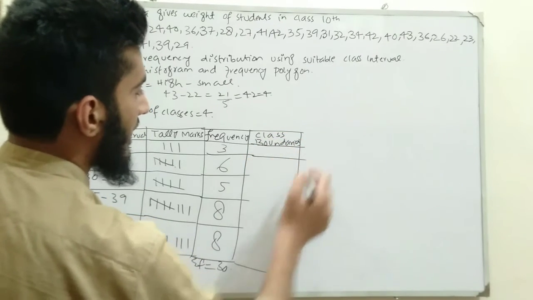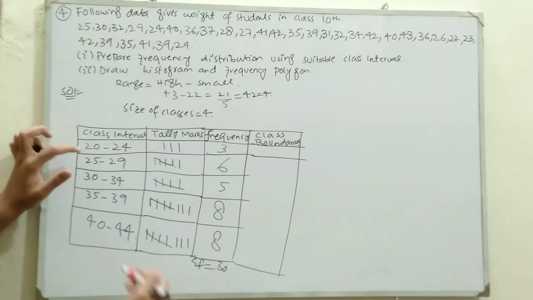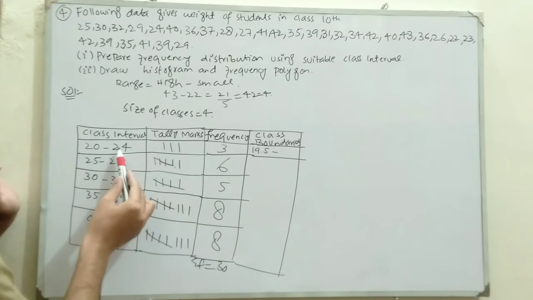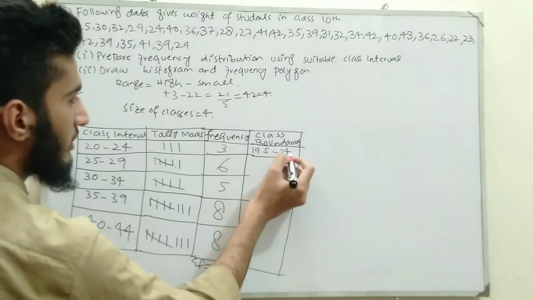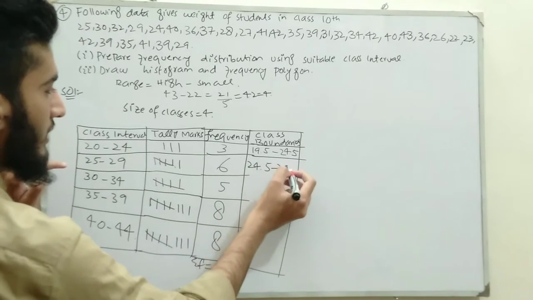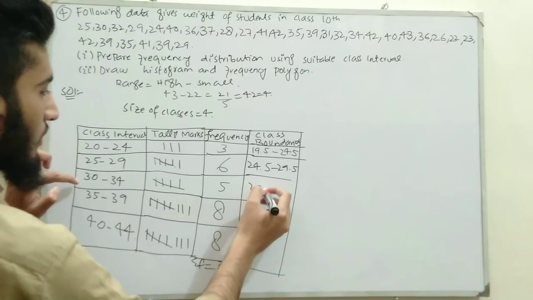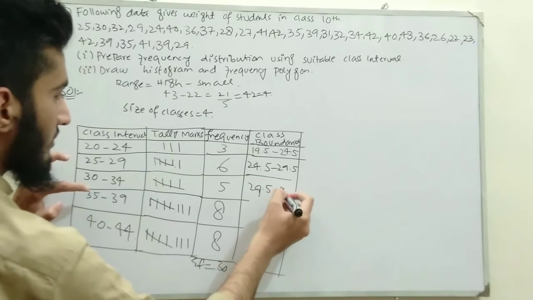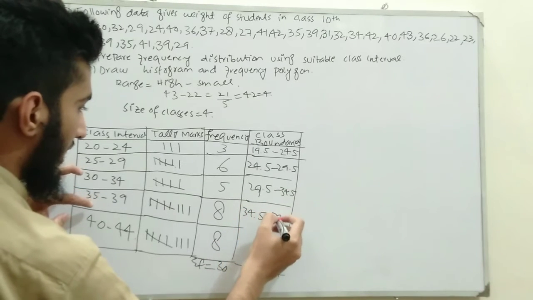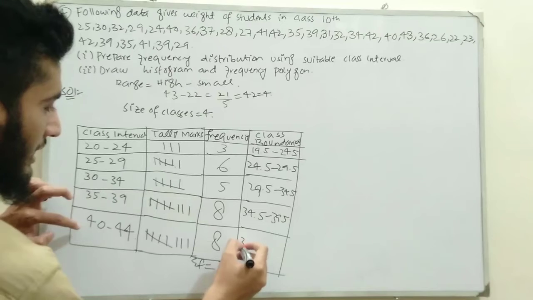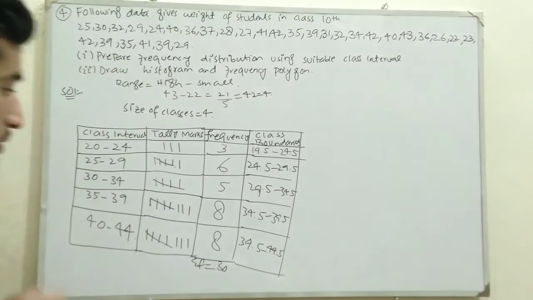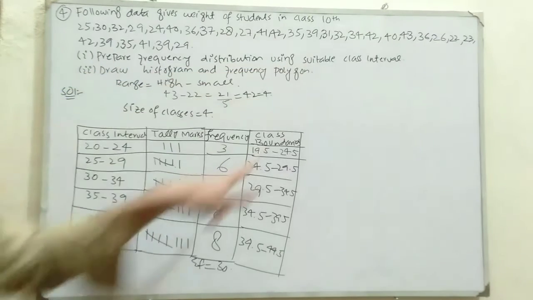So we write the class boundary, as we learned in the previous question: subtraction of 0.5 from the lower limit, so it becomes 19.5, and addition of 0.5 to the higher limit, it becomes 24.5. Then it becomes 29.5, and it becomes 34.5. It becomes 39.5, and the last one becomes 44.5. So this is actually about the frequency distribution using suitable class interval.